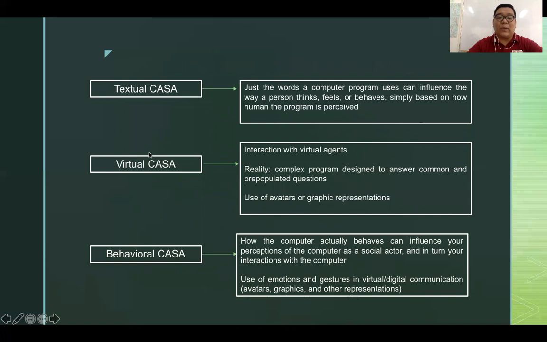So we have here textual, virtual, and behavioral. Now, when we talk about textual CASA, just the words a computer program uses can influence the way a person thinks, feels, or behaves simply based on how human the program is perceived. Now, try to imagine it. Before, computers were just considered as devices for sending messages, right?